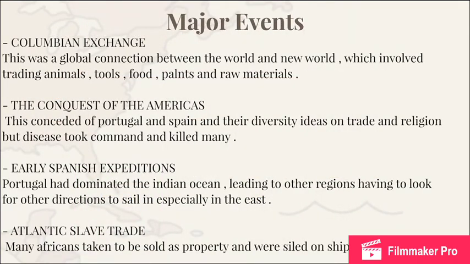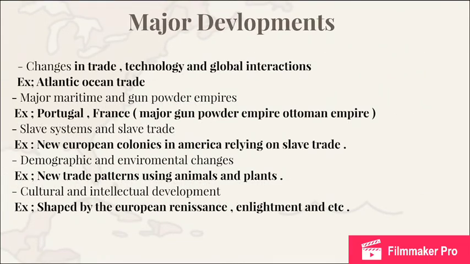Major events during this time were the Columbian Exchange, the conquest of the Americas by early Spanish expeditions, and the Atlantic slave trade. Major developments were changes in trade and technology and global interactions, for example, Atlantic Ocean trade, major maritime and gunpowder empires, slave systems, slave trade, demographic and environmental changes, and cultural and intellectual developments, for example, those shaped by the European Renaissance and Enlightenment.